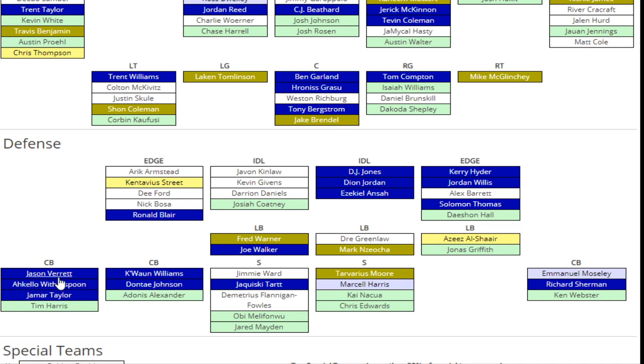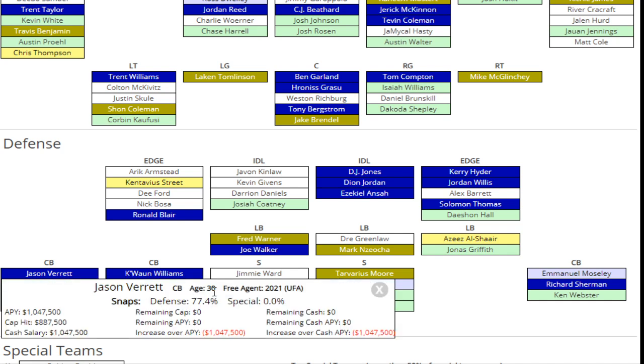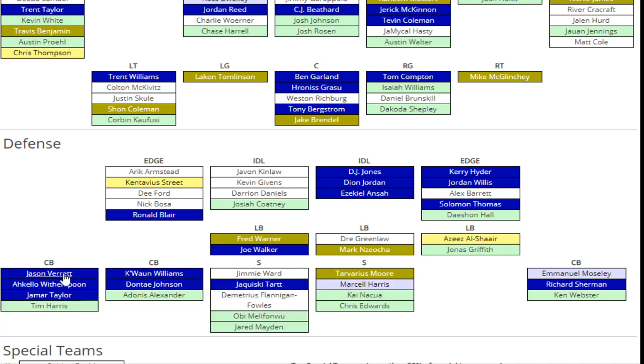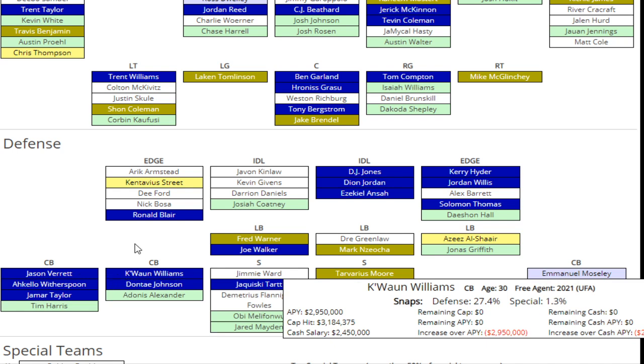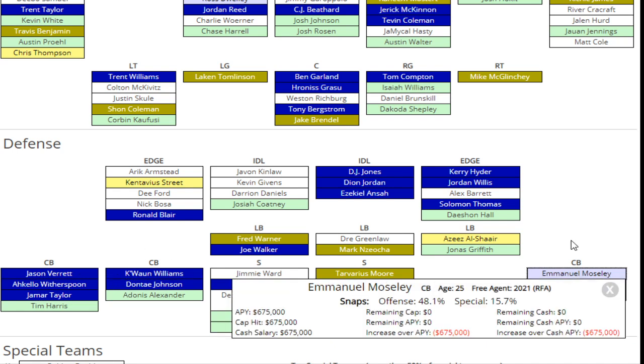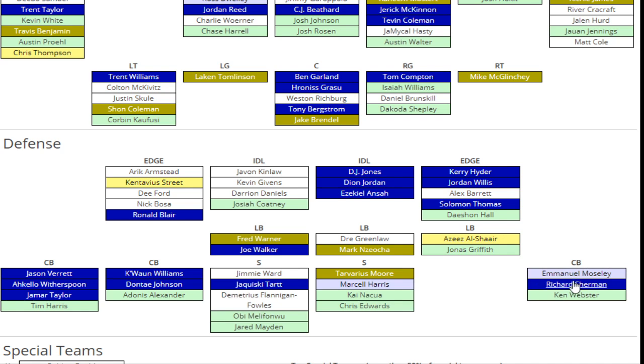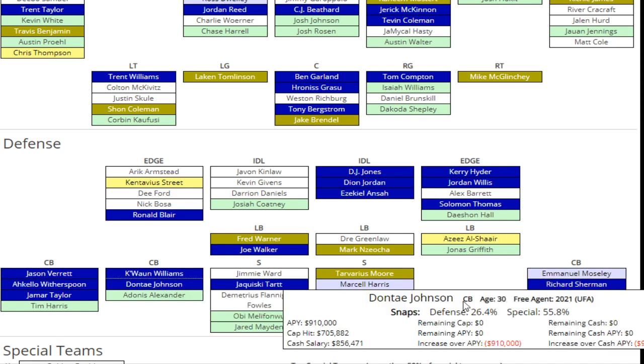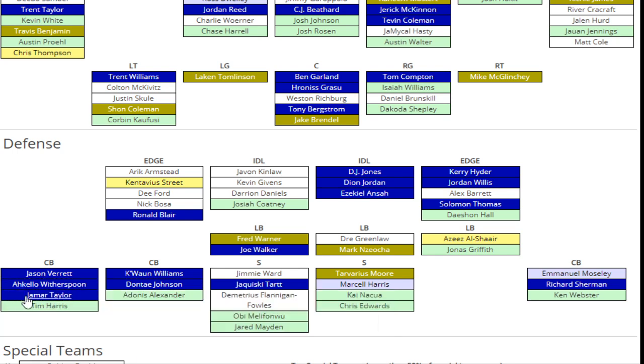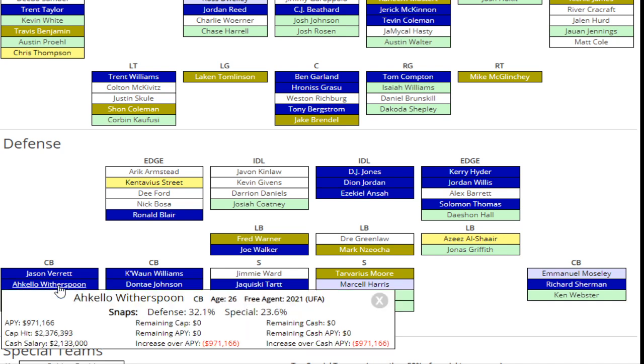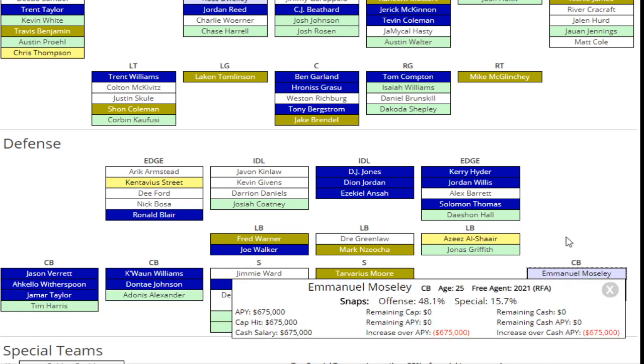Every single one of them. And so again, some of these guys will get re-signed, and you can click here. You can see he's 30 years old. That's not a good sign. If he's 24 or 26 or whatever, that's great. He's 30. That really sucks. Emmanuel Mosley, he's young, so he'll probably stick around. Again, restricted free agent. He's not going anywhere. Richard Sherman, 33. So another guy, 30, that's not good. So we've got Witherspoon is 26, and then Jamar Taylor is 31. So we have two guys: Witherspoon is 26, Mosley is 25.